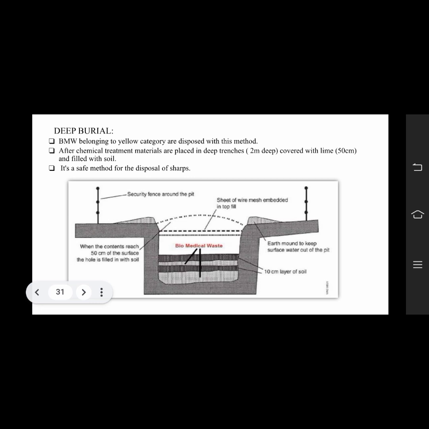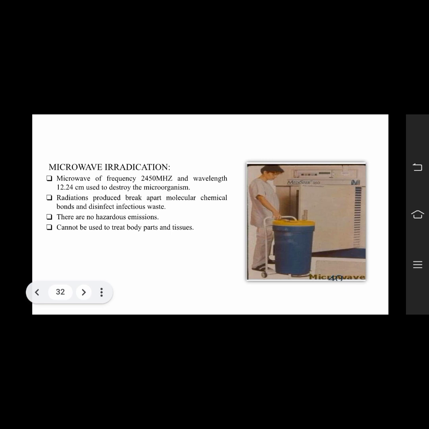bury it very deep, like 2 meters deep, covered with lime and filled with soil. After all this treatment has been done, it is safe for disposal. Then after this deep burial, okay, we have microwave eradication also. Radiation treats all the waste produced through radiations.